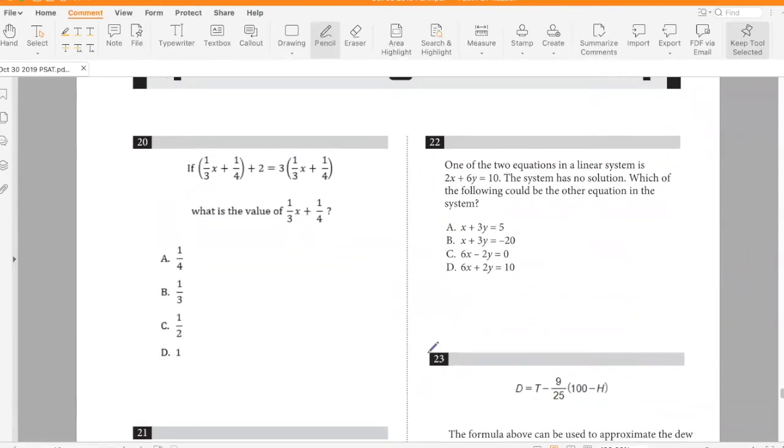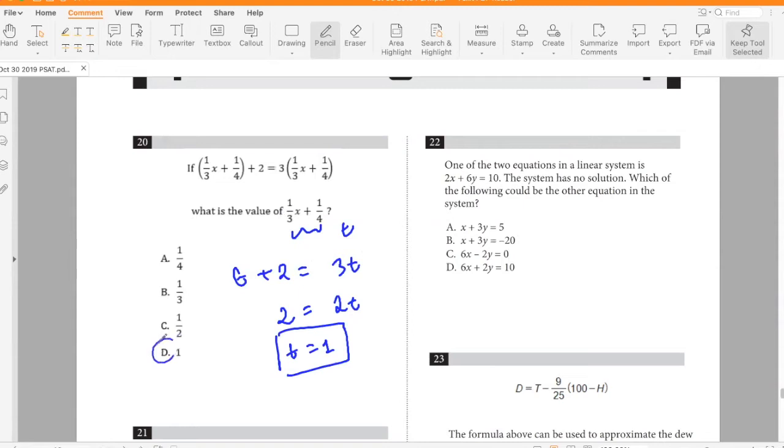If this is true, what is the value of 1 by 3x plus 1 by 4? So let 1 by 3x plus 1 by 4 be t. So t plus 2 is 3t. So 2t is 2. So t is 1. So the value of this is 1.